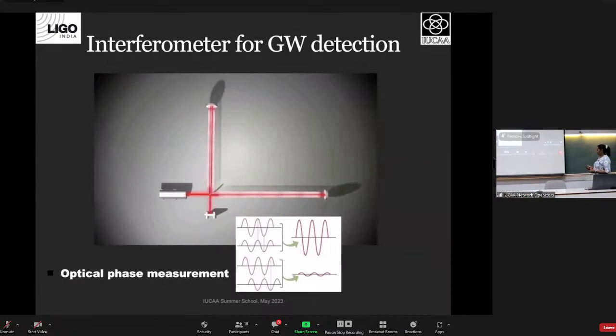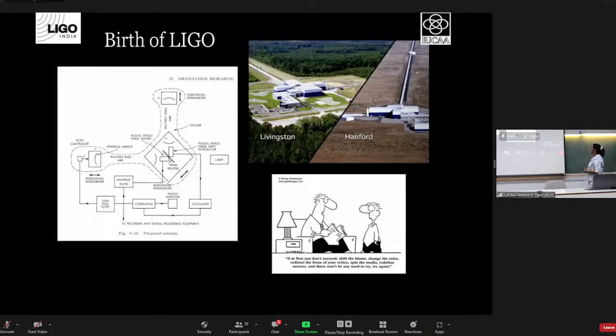So finally, if we have a Michelson interferometer and a gravitational wave going through it, then what we detect at the output port is actually a phase measurement. The information about the gravitational wave is embedded in the optical phase change that you detect at the output port. So this is a concept that created the birth of LIGO.